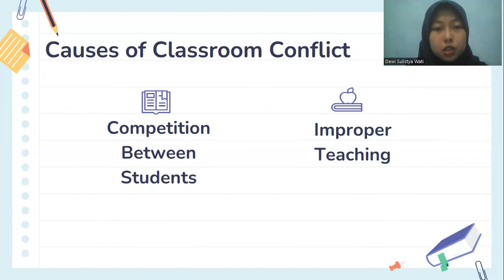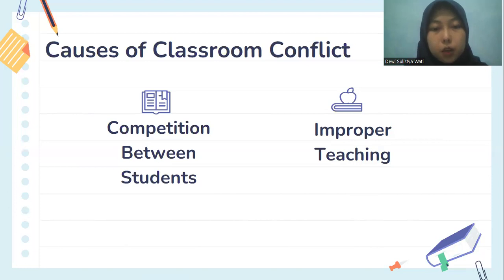Next is competition between students. Competition can occur in anything. For example, daily exams, sport test scores, or class rankings. They compete to be the best and try to be superior to each other, resulting in potential conflict.